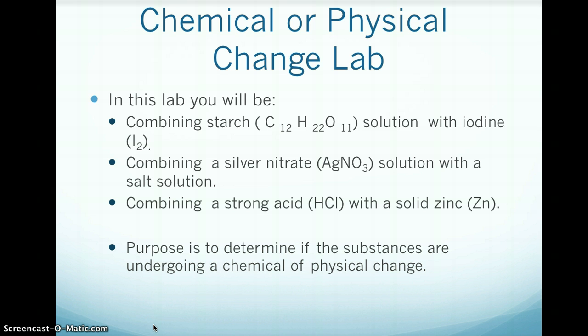Okay, so the whole purpose of this lab is to determine if the substances, when they are combined, undergo a chemical or physical change. And on your lab sheet, you'll notice that you're going to indicate to me how you knew that. Okay, so there you are. Ask me if you have any questions, and I hope that was helpful. Make sure that you hand in your paper at the end of class.